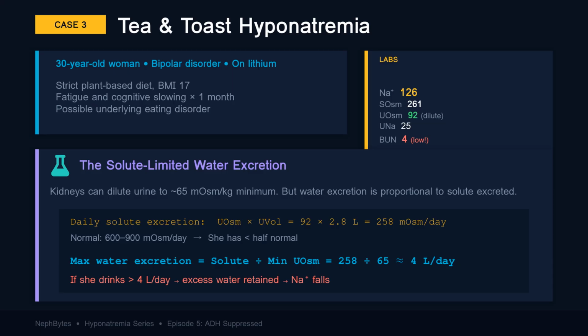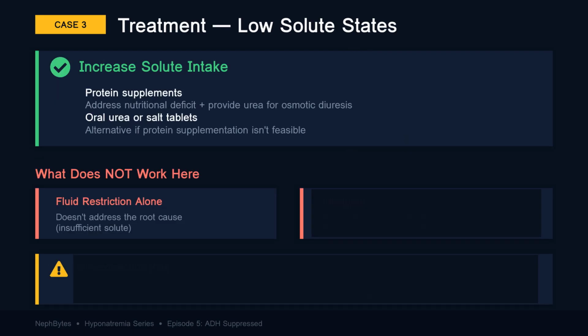And with a BMI of 17 and a restrictive plant-based diet, she may have an eating disorder driving the low solute intake. That's important to address as part of treatment. The treatment here is not fluid restriction, and it is not tolvaptan. ADH is already suppressed. Tolvaptan blocks ADH at the collecting duct, and if ADH isn't there to block, tolvaptan has nothing to act on. It simply won't work.